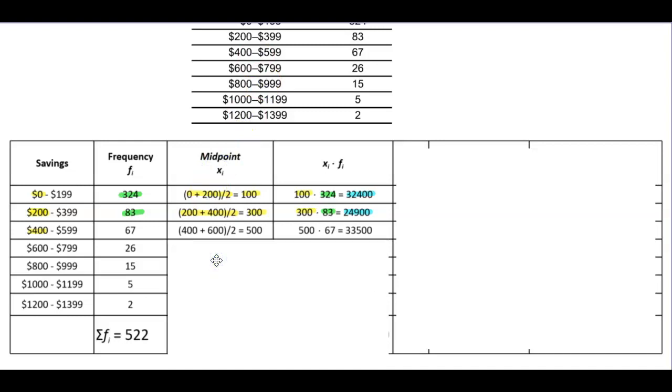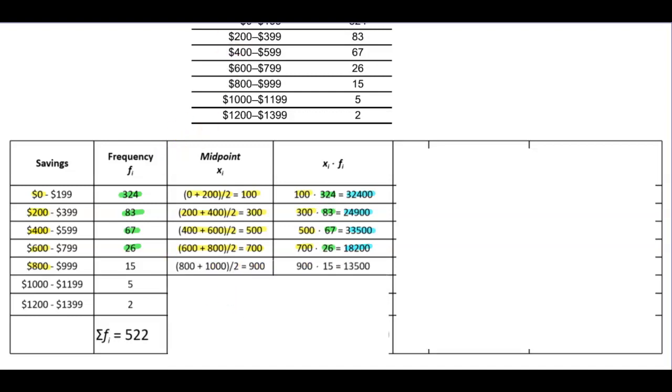Next, we have the lower class limits of 400 and 600. If we add those together and divide by 2, it gives us the midpoint of 500. We multiply the midpoint of 500 by the frequency of 67, and 500 times 67 gives us 33,500. The next midpoint is between 600 and 800. 600 plus 800 divided by 2 gives us 700. We multiply it by the frequency of 26, which gives us 18,200.